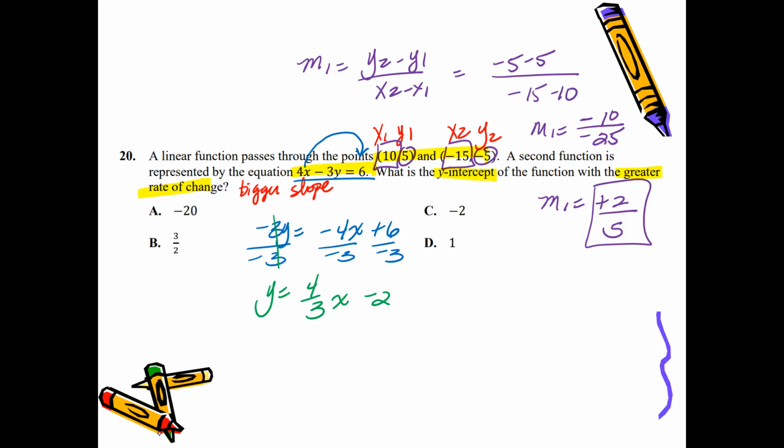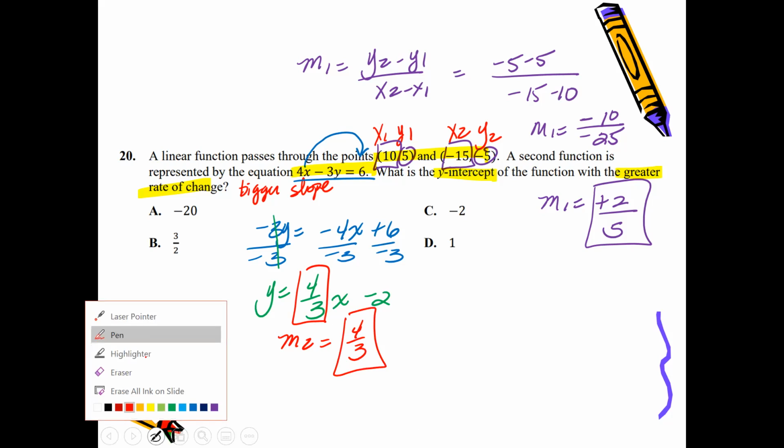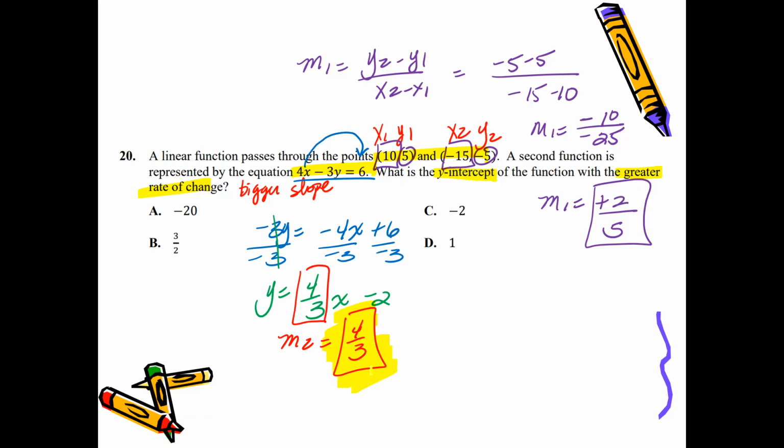Okay, so then if I take a look at my second slope, it is this number in front of the x, which is equal to 4 over 3. Now, you guys grab your calculator. Which one is bigger, 4 over 3 or 2 over 5? Which one has a bigger slope? Which one has a bigger number? It's sometimes hard to see because it's not in decimals. So just take your calculator and do 4 divided by 3 and then 2 divided by 5.